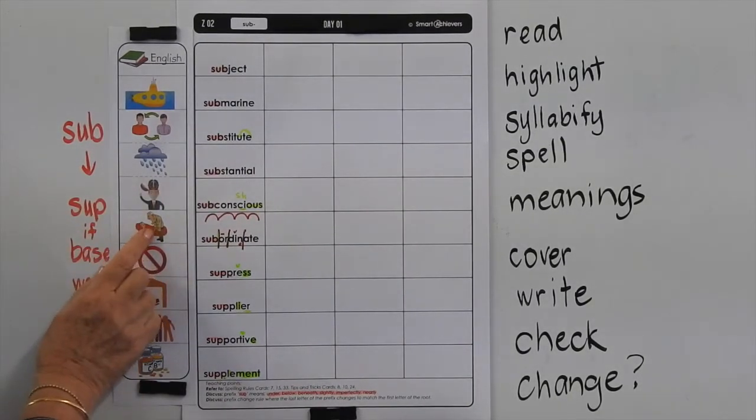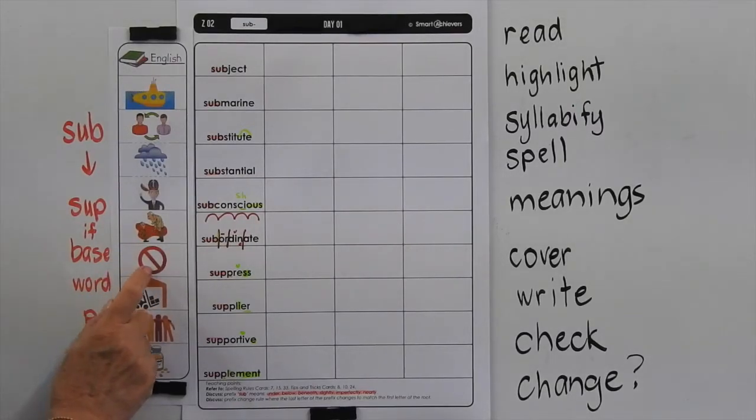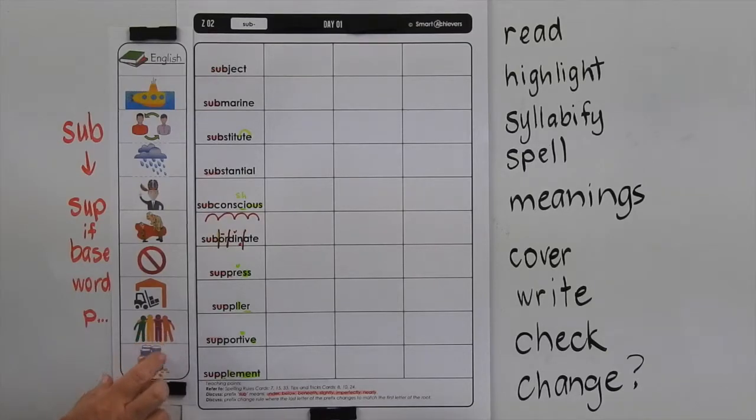Now, a subordinate is lower in rank or position. Suppress means to prevent, often through force. Supplier is a person or an organisation that provides a needed product or service. Supportive is providing encouragement or emotional help. And supplement is something additional or something that makes something complete.